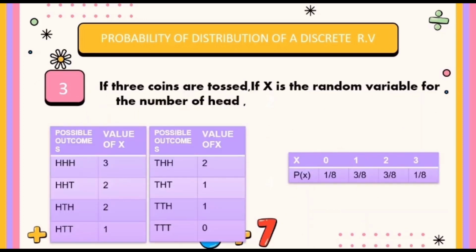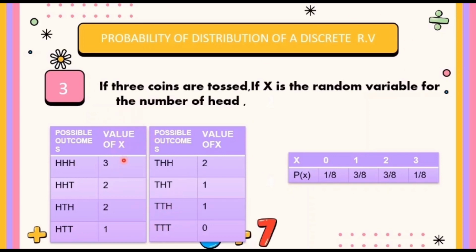Now let's go to the next example. If 3 coins are tossed, X is a random variable for the number of heads. Here are the possible outcomes. We put it in a table for us to easily locate them because discrete means table. So: head head head, head head tail, head tail head, head tail tail, tail head head, tail head tail, tail tail head, tail tail tail.